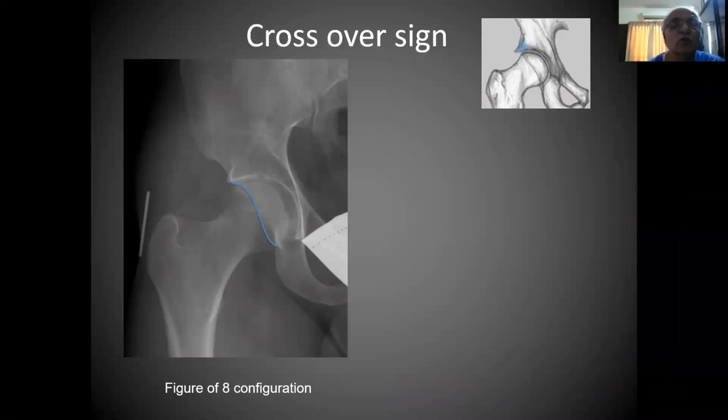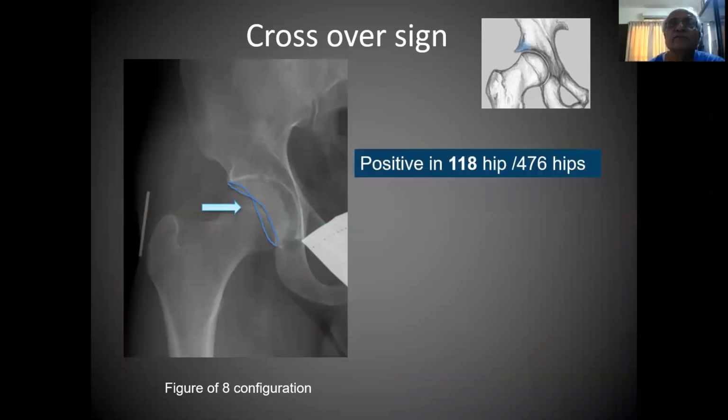We look at the crossover sign. These are our own patients. To our surprise, out of 500, we discarded some numbers because the X-rays were not proper, either not in rotation or some other problem. So we discarded about 24 or 25 X-rays. The crossover sign was positive in 118 hips out of 476 with no symptoms. So 24% had something like this.